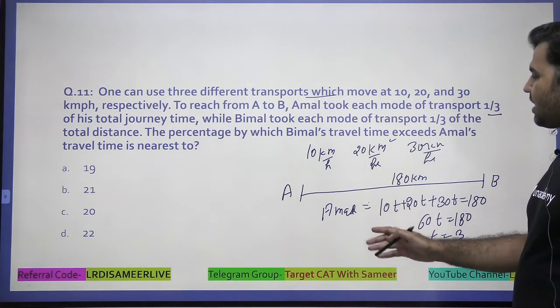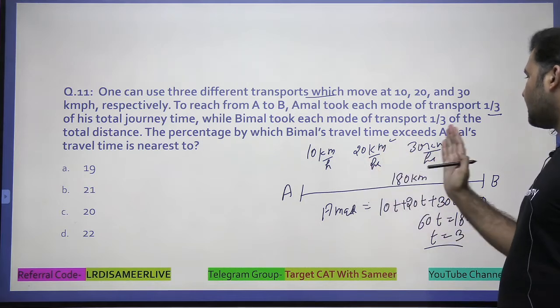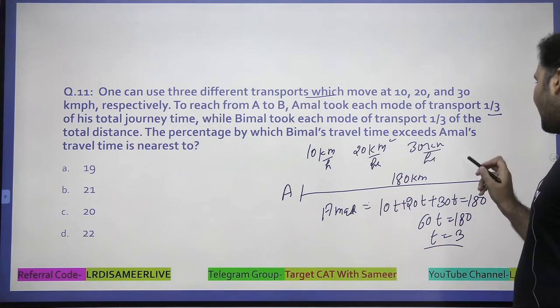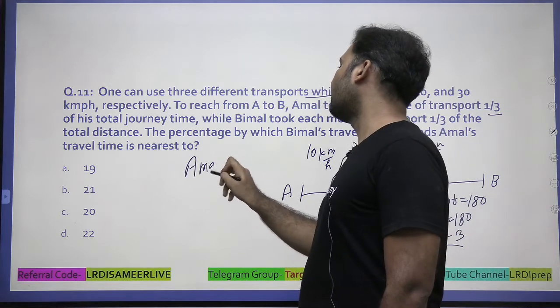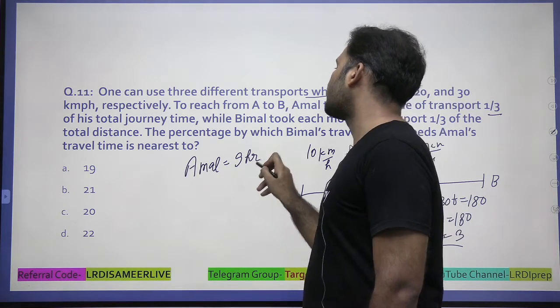So the total time taken by Amal would be T plus T plus T, 3T. So the time taken by Amal would be 9 hours. Time taken by Amal would be 9 hours, right?